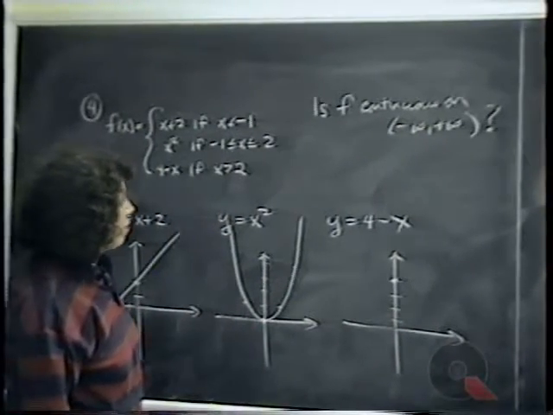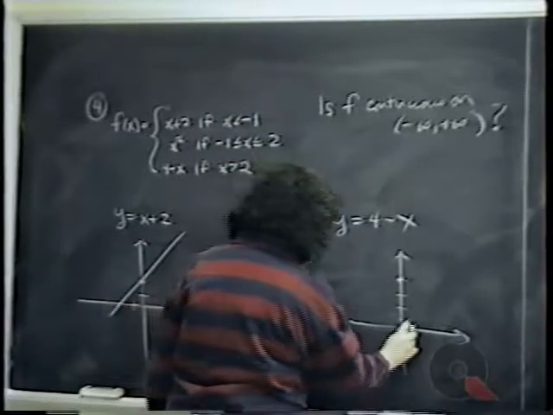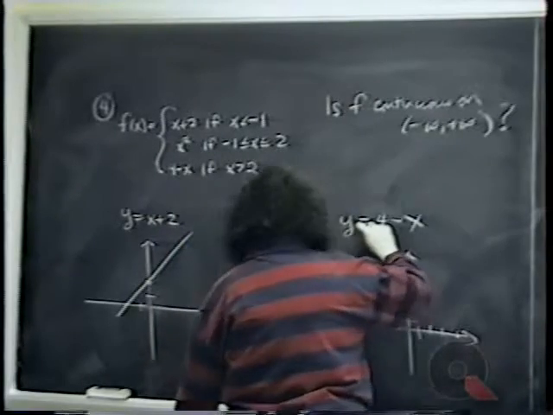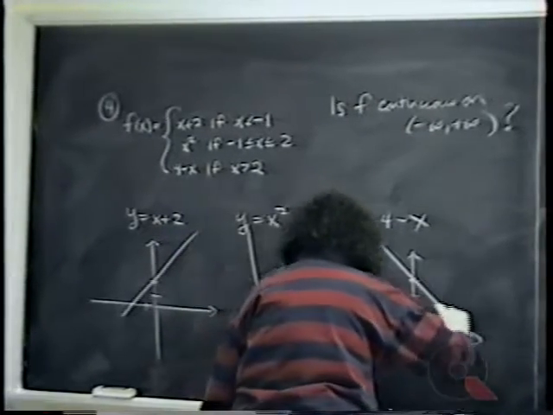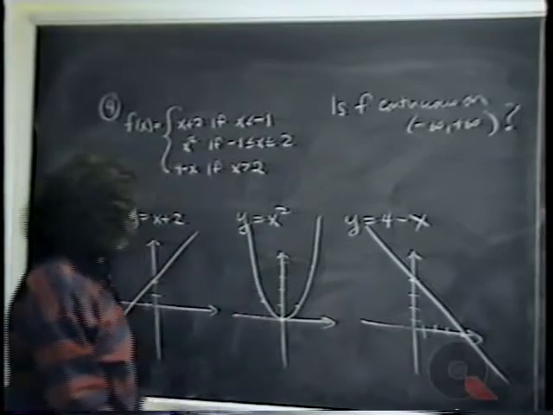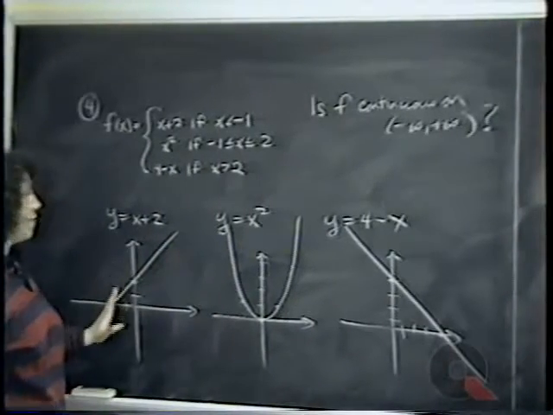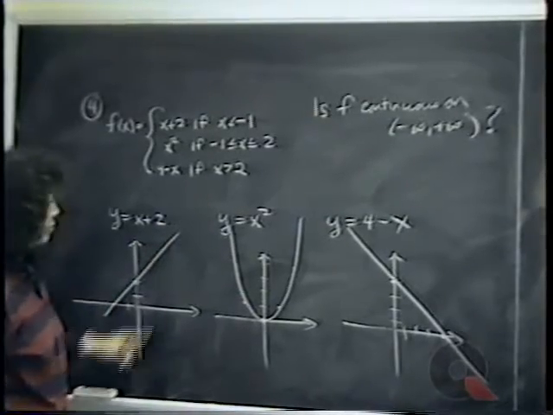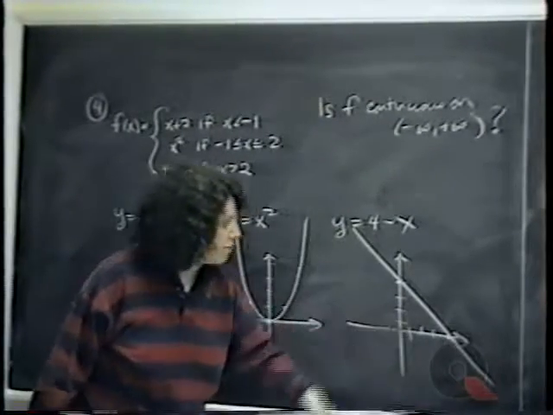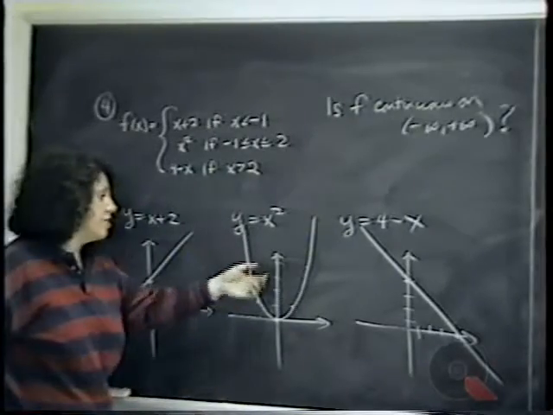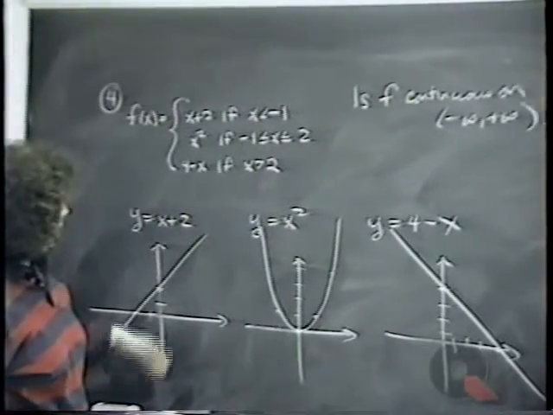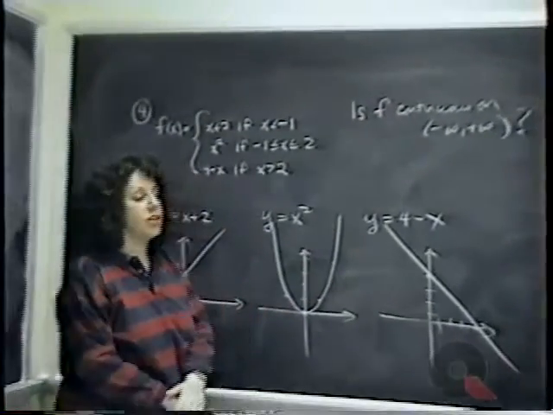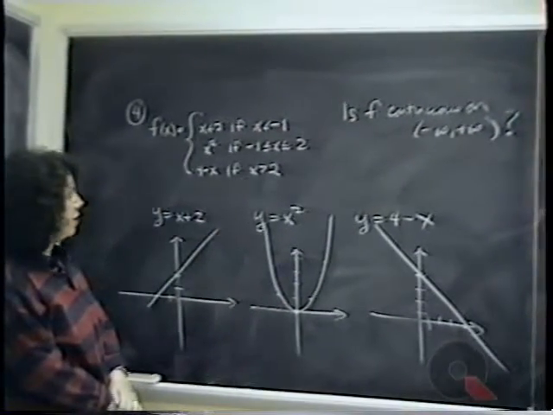If y is 0, x is 4. We have something like this. Now, by themselves, each one of these functions would be continuous on the entire real line. Y equals x plus 2, y equals x squared, y equals 4 minus x. Either you could say, well, you can draw their graph without ever taking your pen off the paper, or of course they're polynomials, and as such are continuous on minus infinity to plus infinity.